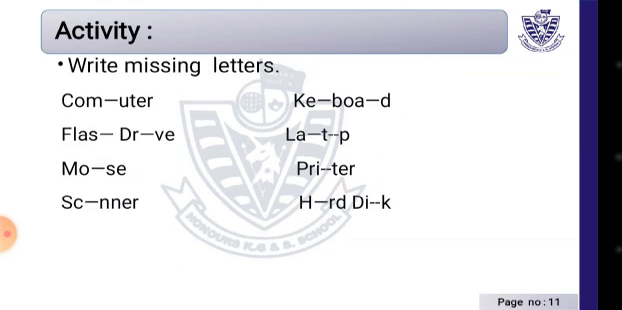The next question is, write missing letters. Students, there are some words and some letters are missing to make words. So, C-O-M-P-U-T-E-R, computer. F-L-A-S-H, flash, D-R-I-V-E, drive. Flash drive.